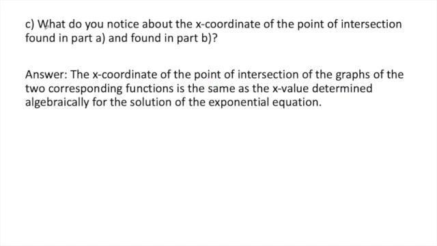So therefore, what do you notice about the x-coordinate of the point of intersection found in part A and B? Well, the x-coordinate of the point of intersection of the 2 corresponding graphs is the same as the x value determined algebraically. Okay, so what realistically I'm saying there is that you can find the point of intersection algebraically, and you can find it by graphing. Okay, so a lot of your homework yesterday was all algebraically. Now today you're going to be doing it by graphing.